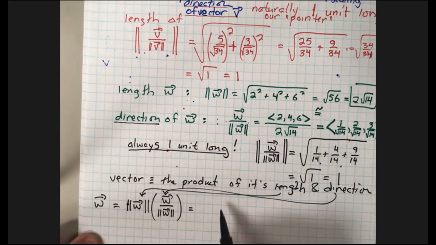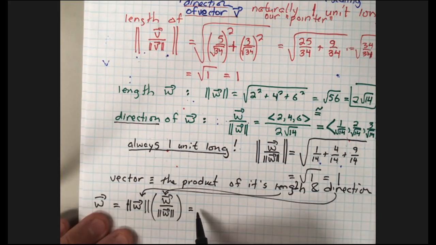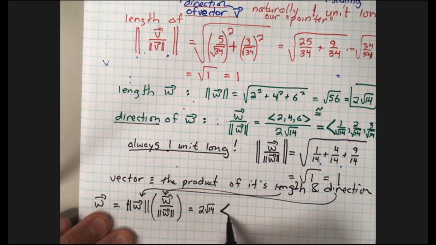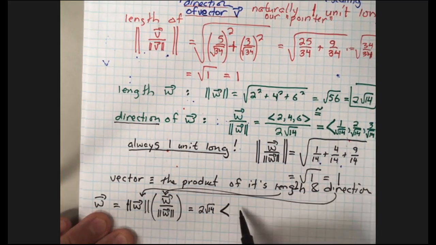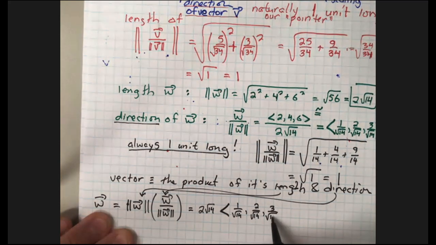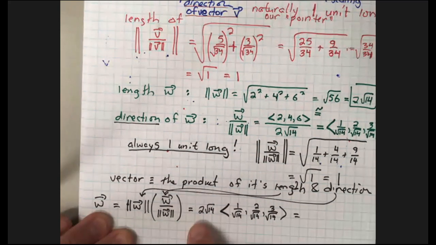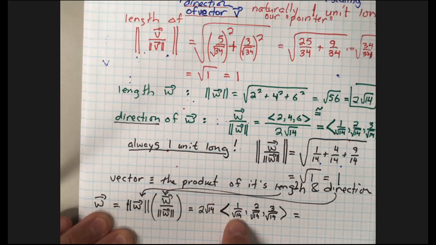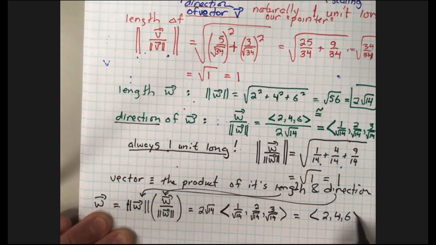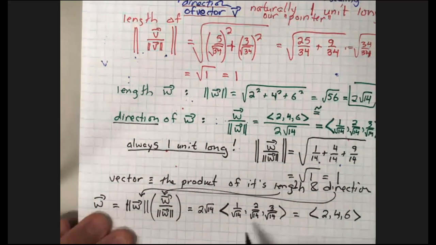Now, if you want to see it in numbers, we know that the length of W was 2 root 14. And the direction of W, after we finished calculating, was 1 over root 14, 2 over root 14, 3 over root 14. And you can see that if you use this number to scale this vector, what happens? Well, the root 14s cancel, and the 2 gets distributed inside here. You get 2, 4, 6. And that is the original W, right?